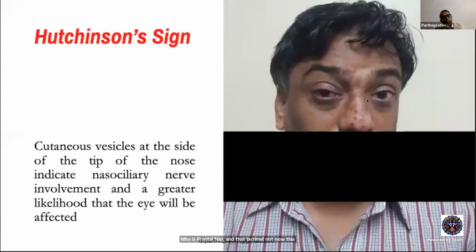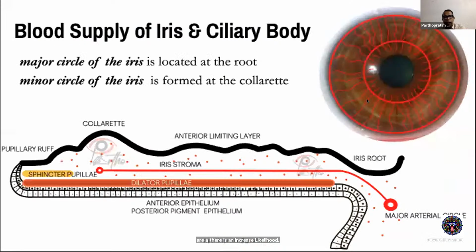So there is a very important point here, that we call the Hutchinson sign. Now, what is the Hutchinson sign? If you see cutaneous vesicles at the side of the tip of the nose, or any skin involvement of the tip of the nose, that indicates nasociliary nerve involvement, and there is an increased likelihood that the patient's eye may be affected. So this is known as Hutchinson sign.